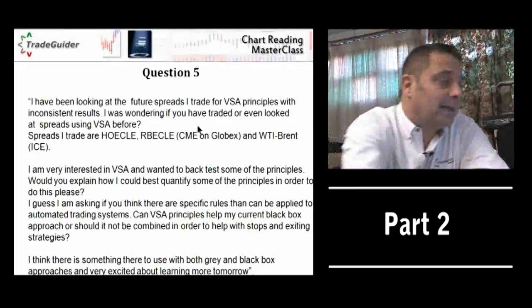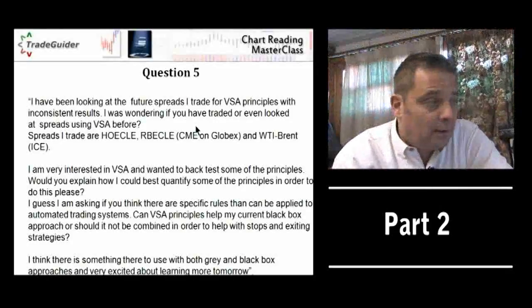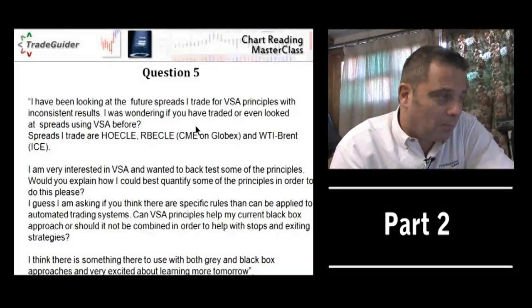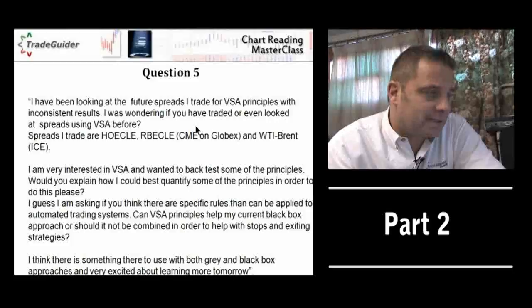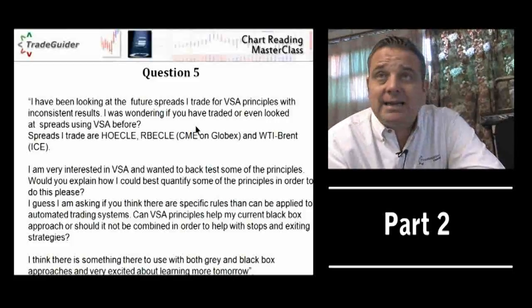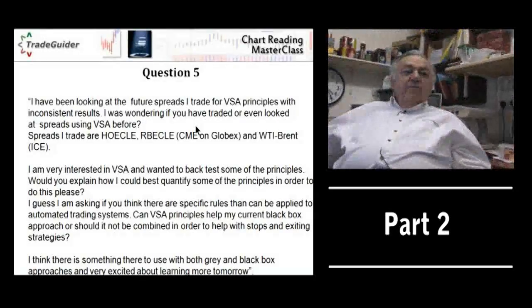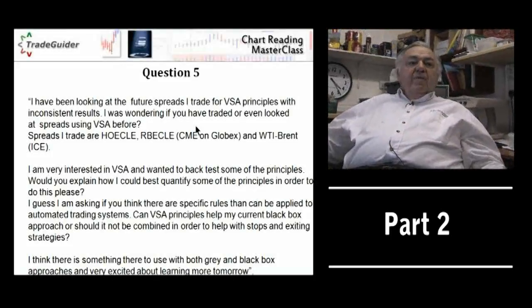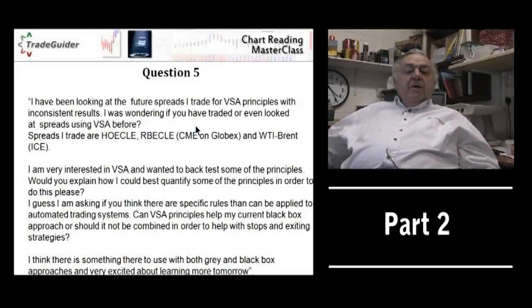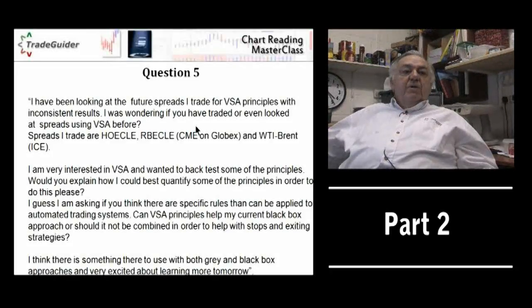Now, I am not familiar with these spreads, and I don't think you are, Philip, so I can't really comment on those. But what I can comment on, and what Tom will most definitely comment on, is the back testing of principles. More importantly, can VSA be put into an automated trading system? Tom? Well, if the indicators of strength or weakness are accurate enough, I can't really see why you can't have an automatic trading system on it, to be quite honest.